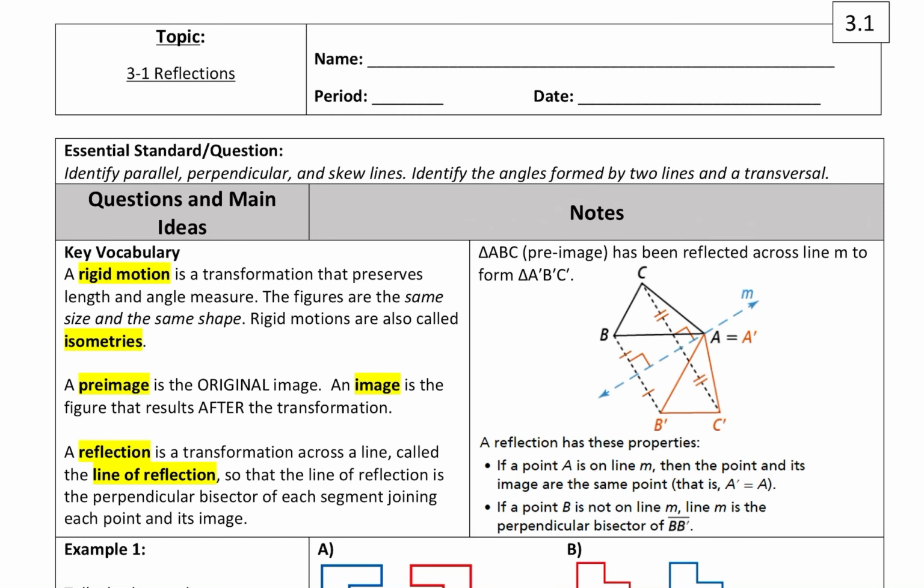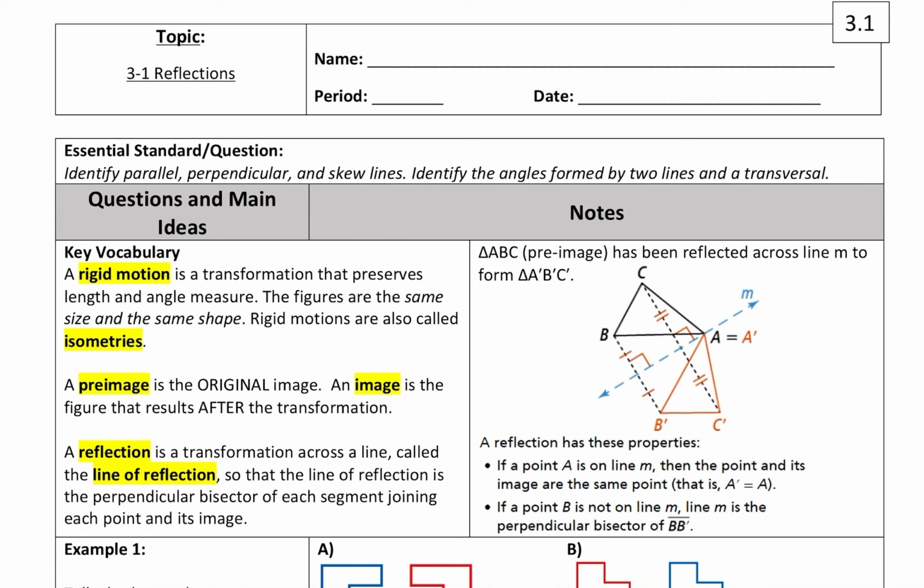Okay, with reflections, and in the past you have called it a flip, we're going to flip a figure over a line. That line is called the line of reflection. If we look at this image over here on the right side of our page, we can see that our line M here is our line of reflection. So points A, B, and C have all been reflected over the line in order to create a new triangle on the opposite side.